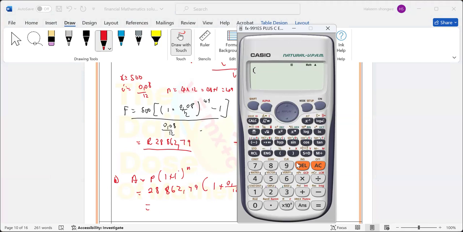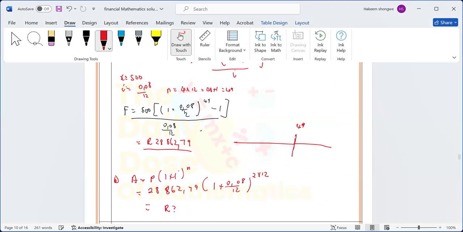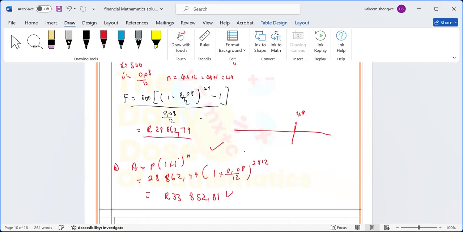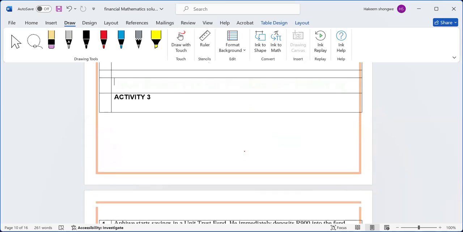So you take the same amount of money, let's say answer, and then you say 1 plus 0.08 divided by 12 to the power of 24. And then how much money is going to be in the account now? 33,852.81. For something like this, they will give you 2 marks. So now you're going to come and do the following activity number 3.